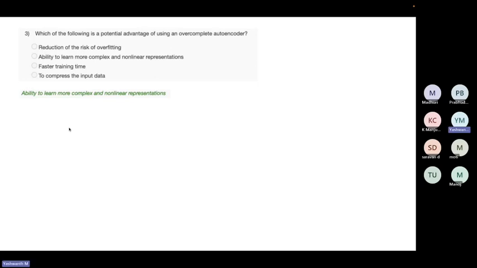Right. So another question: what is the advantage of an overcomplete autoencoder, or in general any autoencoder? It is that you learn a more complex nonlinear representation about the input.